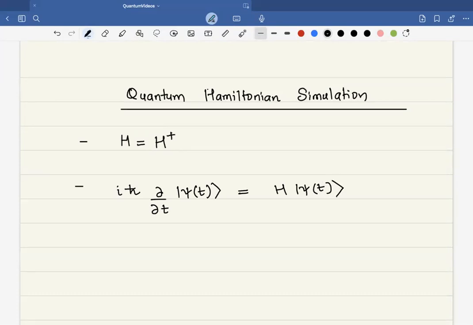So this Schrodinger equation represents the evolution of a quantum state. And this operator is the Hamiltonian operator. So this is the Hamiltonian, and this is the quantum state.